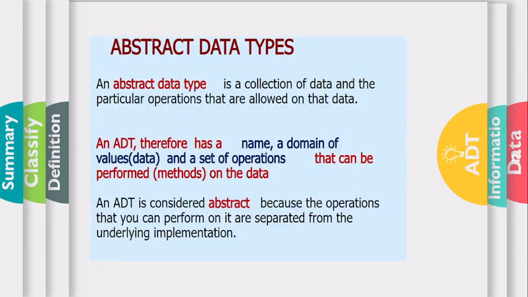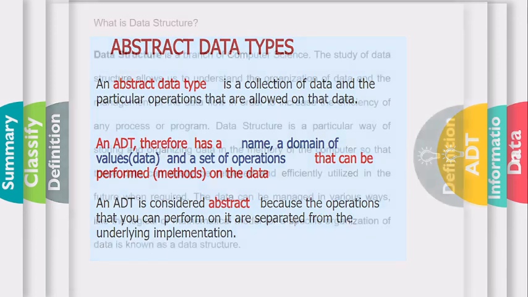So next, abstract data types. An abstract data type is a collection of data and particular operations that are allowed on that data. An ADT therefore has a name, a domain of values, and a set of operations that can be performed (methods) on the data. An ADT is considered abstract because the operations that you can perform on it are separated from the underlying implementation.